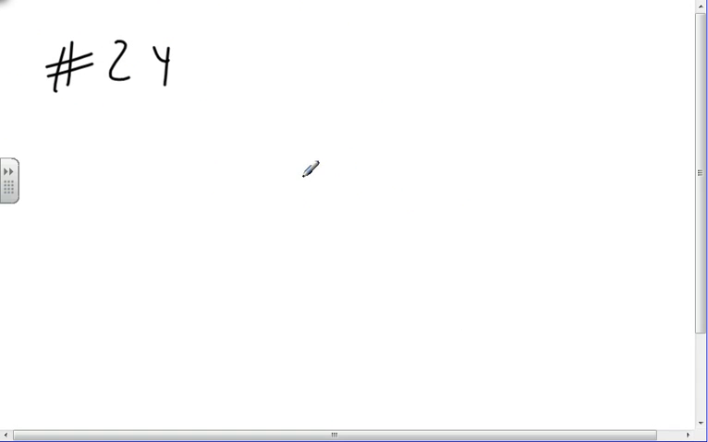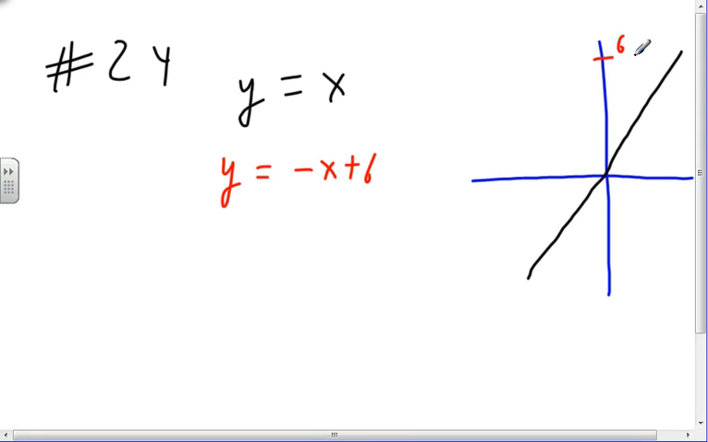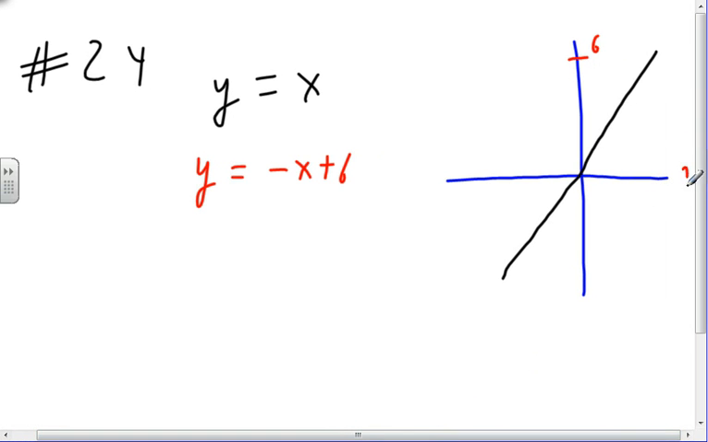Number 24. Okay, so y is equal to x. Y is equal to x. Okay. Y is equal to minus x plus 6. So I'm going to cross here at 6. I'm going to have a minus thing, so I'm going to cross over here at 6, and I'm going to look like that. Okay, so I'm going to have a minus 1 slope. I'm going to have a y-intercept of 6.